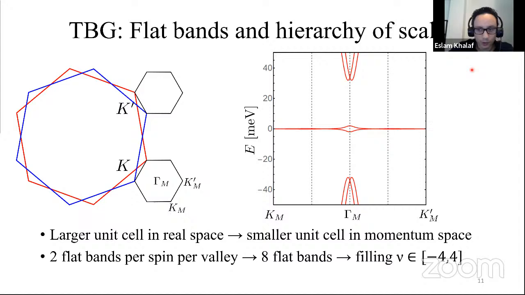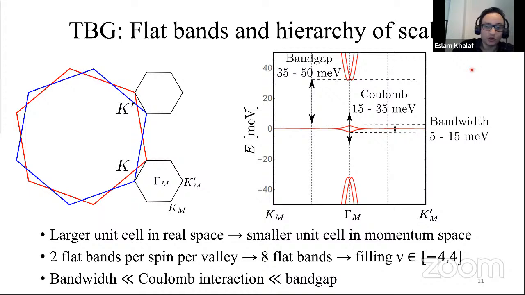Now, an important thing to note about this system is the following. There is a certain hierarchy of scales that holds to a very good approximation, which is the fact that the bandwidth is smaller than the interaction scale, which is smaller than the band gap to the remote band. So the bandwidth ranges between 5 to 15 meV. The interaction scale is 15 to 35 meV, and the band gap is 35 to 50 meV.